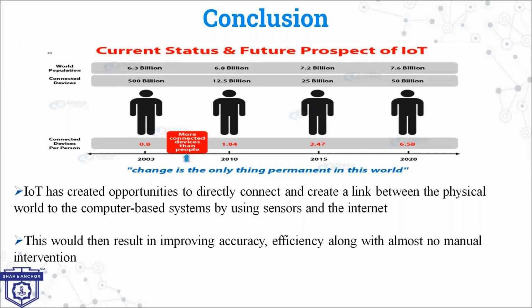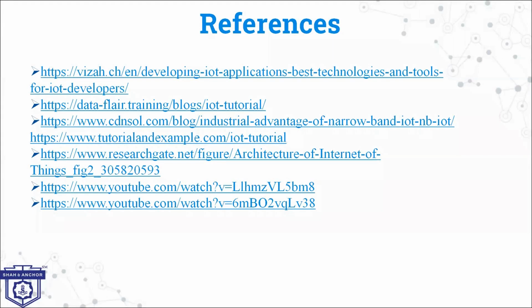So it will definitely improve your efficiency and accuracy, along with no manual intervention. All the things you do, the machines will coordinate and communicate with each other without any manual intervention. So this is all about the brief introduction to IoT. I hope that you have understood the concept of IoT. At least you know what is meant by IoT. So these are the references.